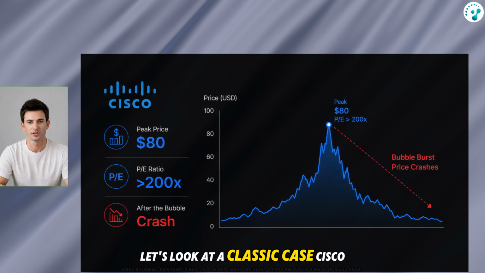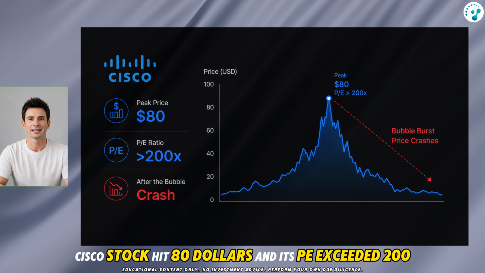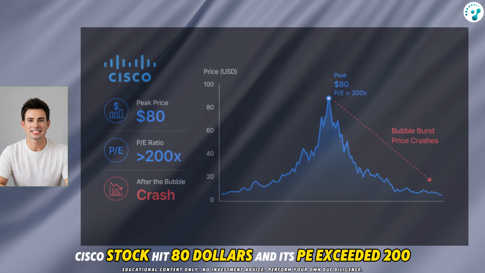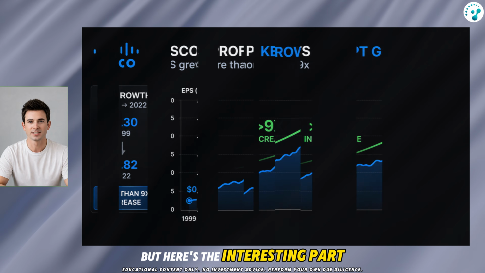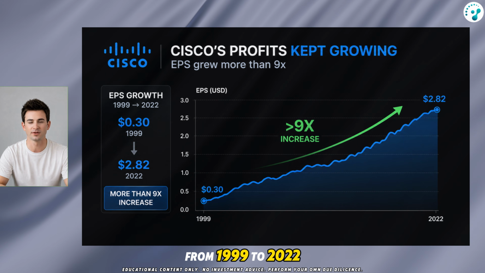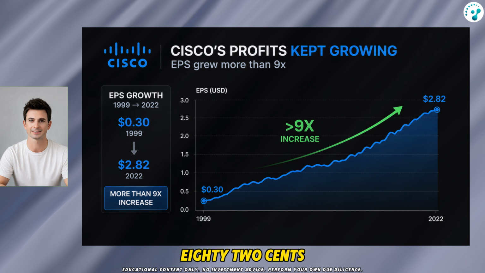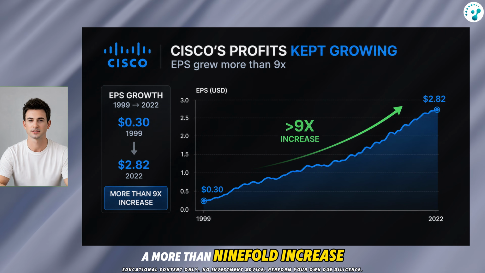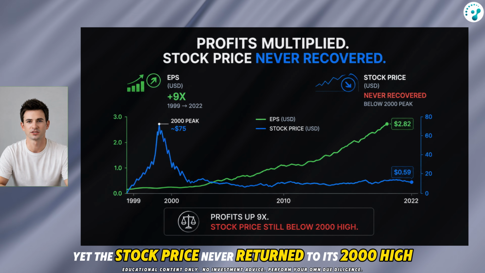Let's look at a classic case, Cisco. At the peak of the dot-com bubble in 2000, Cisco's stock hit $80, and its PE exceeded 200 times. After the bubble burst, Cisco's stock crashed. But here's the interesting part. Cisco's profits kept growing. From 1999 to 2022, Cisco's EPS went from 30 cents to $2.82, a more than 9-fold increase. Profits multiplied by 9, yet the stock price never returned to its 2000 high.